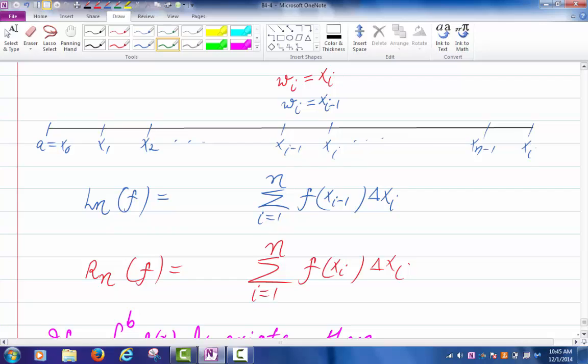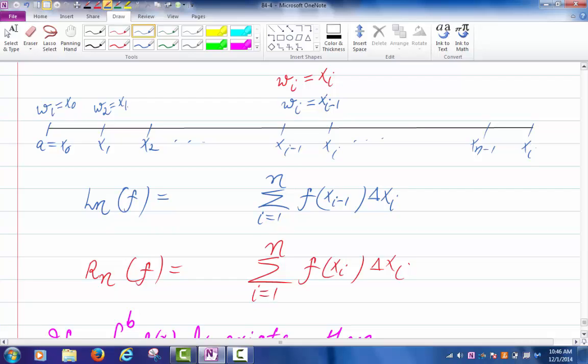What is the second sample point, W2? I'm looking at Ln of f. Let me use blue here. W1 is exactly x0. W2 is exactly x1. So you're picking the sample points to be the left-hand points of the subintervals. Is that clear? And whatever Riemann sum you get, that's called the left-hand Riemann sum for this function with respect to this partition.